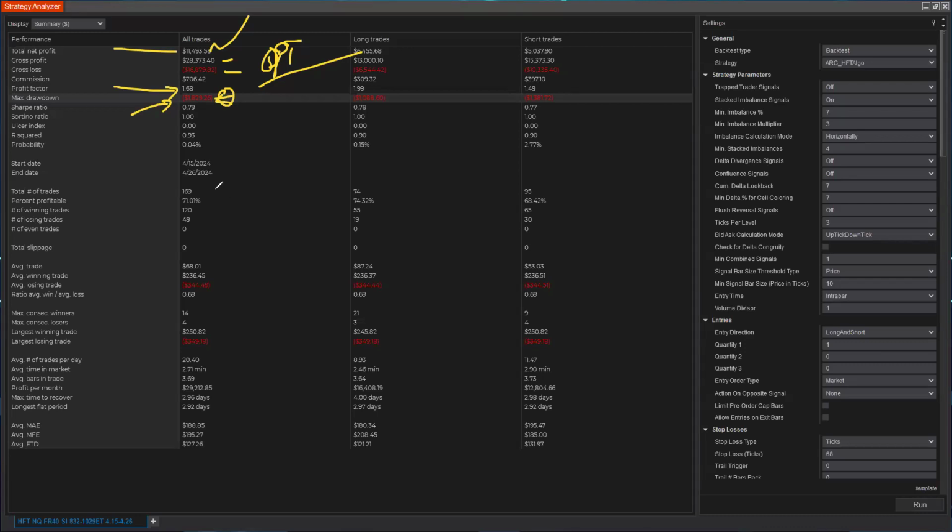That's the objective. Number of trades, win percent, this is all going to play into risk reward, which is this number, 0.69, meaning that your average win was 0.69 of your average loss.